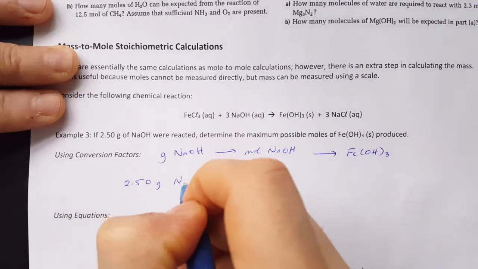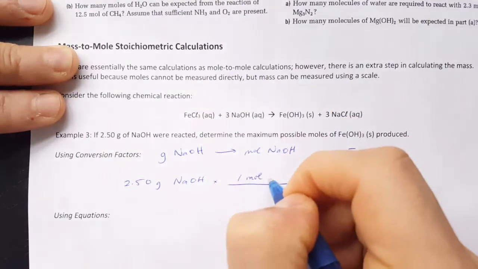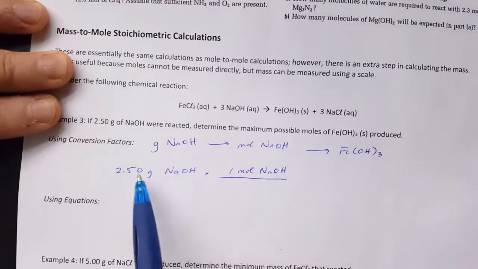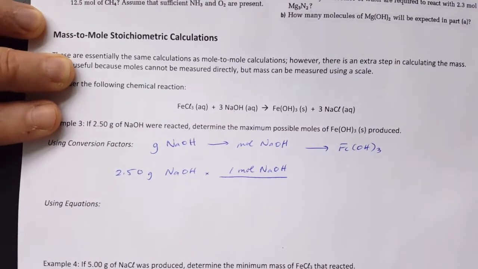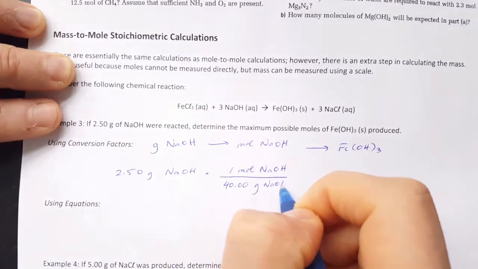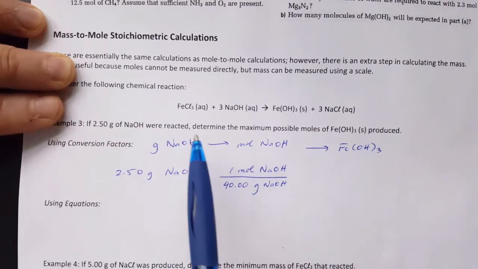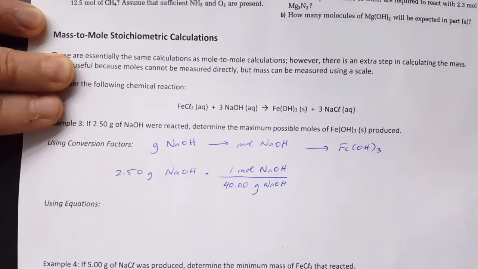2.50 grams of sodium hydroxide. I'm going to convert that into moles using molar mass. So I need to calculate, in 1 mole of sodium hydroxide, what's the mass of sodium hydroxide? Using my periodic table, I look up the masses of the different elements, add them up together, and I get 40.00 grams of sodium hydroxide for every 1 mole of sodium hydroxide. And this is going to be helpful, because my grams and my grams will cancel, and then I'll be left with moles of sodium hydroxide. But the question didn't ask me for the moles of sodium hydroxide. It says the maximum possible moles of iron 3 hydroxide.